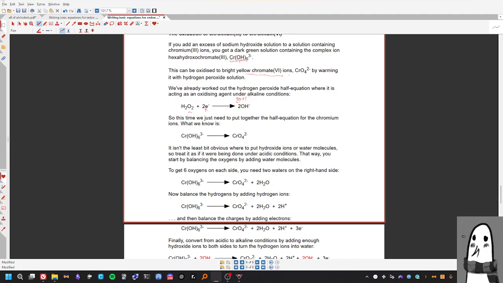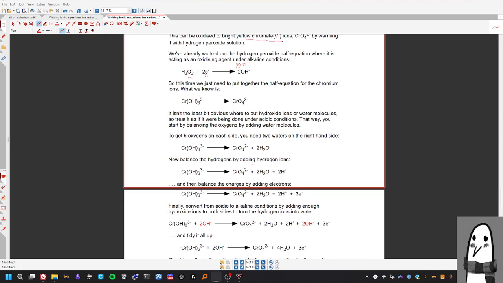What we do know is that it's losing 1 electron as it goes from here to here, and there's some differences in H and O's. Now this isn't the least bit obvious where to put the hydroxide ions or the water molecules. So let's just treat it as if it was done under acid by adding hydrogens instead. First, noticing that there's 6 oxygens on the left side, let's add in 2 oxygens on the right side. So we add in 2 waters on the right side.